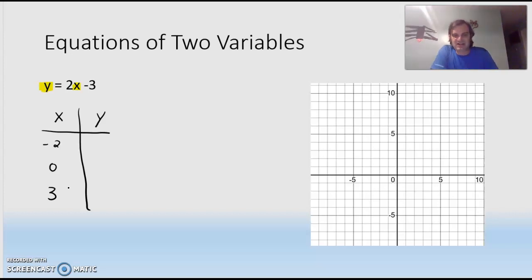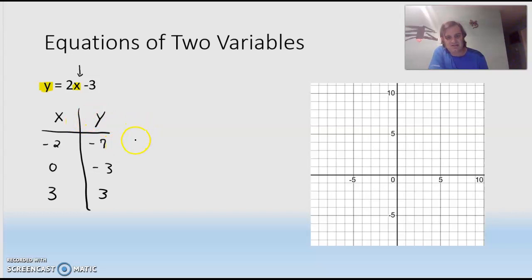What I can do is individually plug those x's in for the x in our equation up here, y equals 2x minus 3. When I plug the negative 2 in, I get negative 7. When I plug the 0 in, I get negative 3. And when I plug the 3 in, I get positive 3. So x values have different y values to go with them, in a relationship formed by the actual equation.